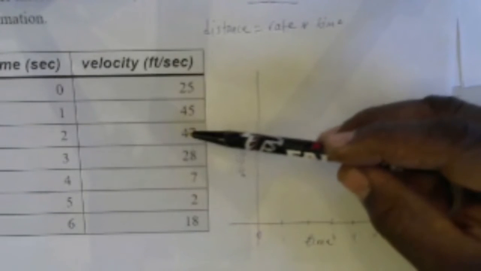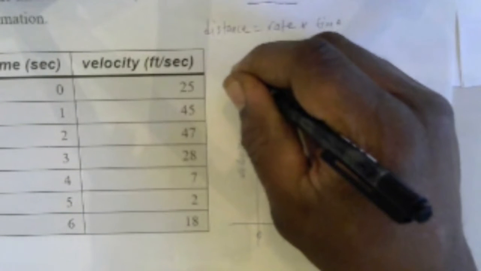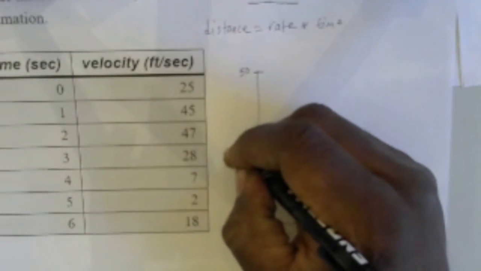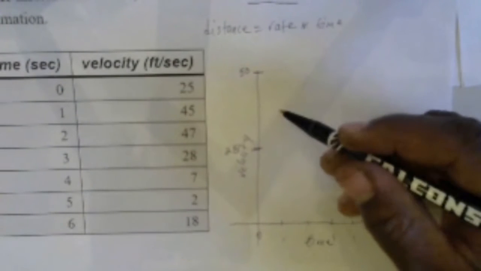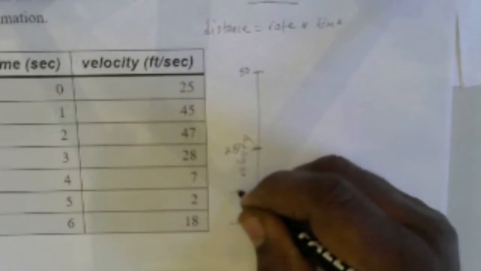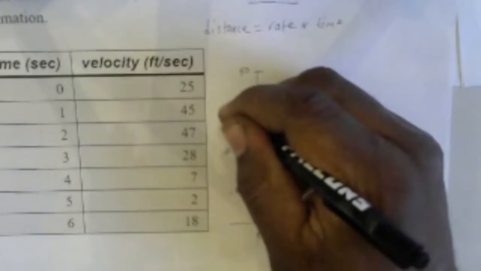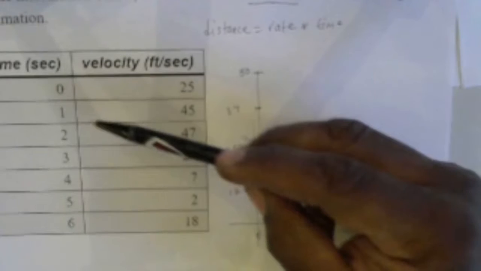So I'm looking at my numbers. I notice the largest number is 47. So I'm going to label this as 50. So this is about 25. Okay, now I think I'm going to split these things up in half. So I believe this is about 12. And then this should be about 37 or so. All right, so these are just some ballpark figures.